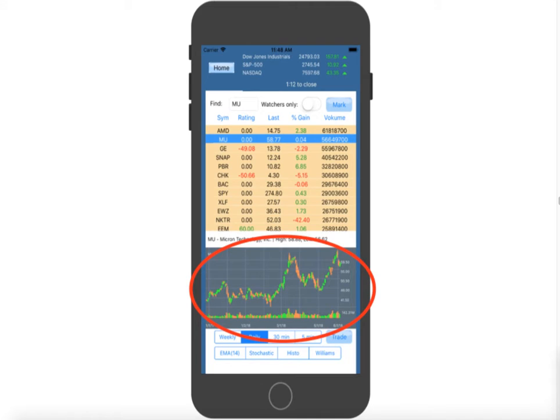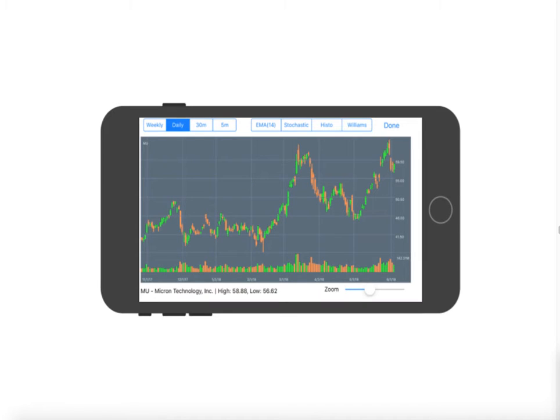Now, anytime you tap on a stock, you get its chart. That is a real-time chart. I happen to be showing a daily chart. But down here, you can look at a weekly chart, daily chart, 30-minute chart, or a 5-minute chart. Now, below that, you have 4 technical indicators that you can tap and look at for you technical analysis guys. Now, anytime you tap on the chart itself, you get a much larger chart in landscape mode that you can actually zoom in and out and look at more detail. All right?